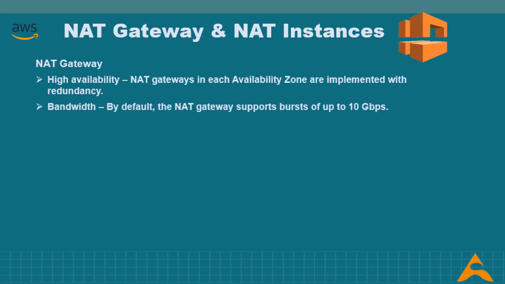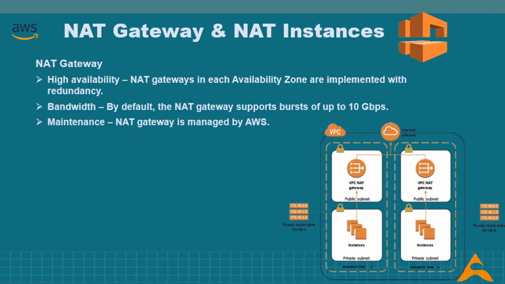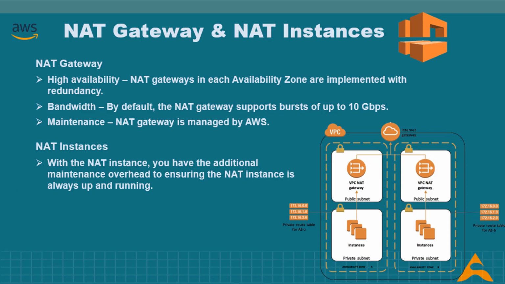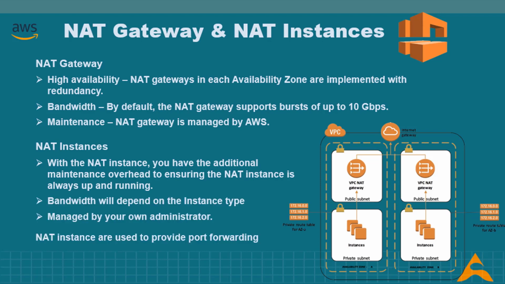Another important feature is bandwidth. By default, the NAT gateway supports bursts of up to 10 Gbps. For a NAT instance, this will depend on the instance type. Maintenance is another important feature. All of the maintenance of a NAT gateway is performed by AWS. In comparison, if you had a NAT instance, you would need to perform all the maintenance. Some of the reasons why you would want to use a NAT instance are in situations where you would want the NAT instance to also be a bastion host, or for the NAT instance to also provide port forwarding.